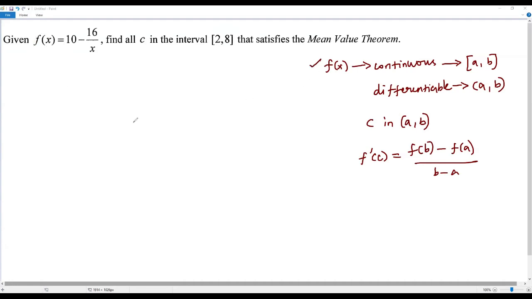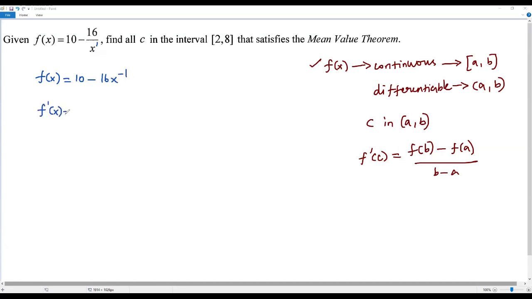Now we have to verify the second condition, whether the function is differentiable on the open interval (2, 8). For that, I have to find the derivative of the function. First let me write 10 minus 16 x. To find the derivative, I have to move this x to the numerator. Here x has no exponent written, so we assume the exponent is 1. To get the derivative, I always move the variable to the numerator, so the exponent positive 1 becomes negative 1. Now I can find the derivative.